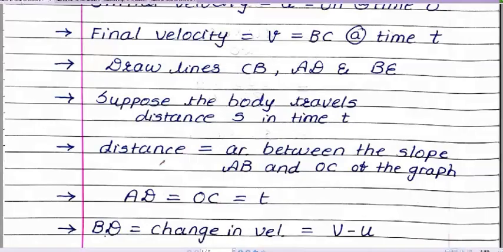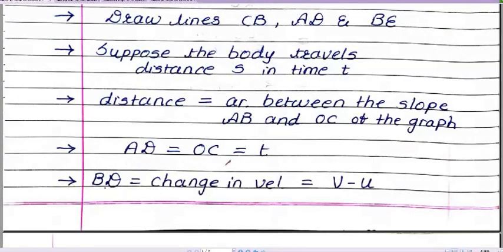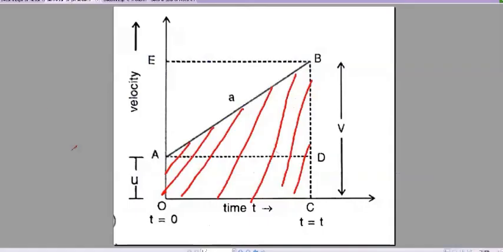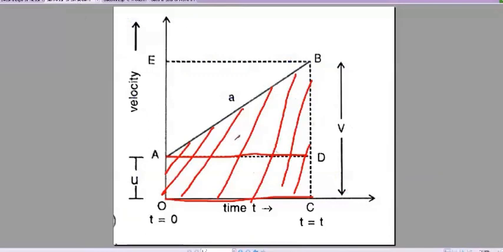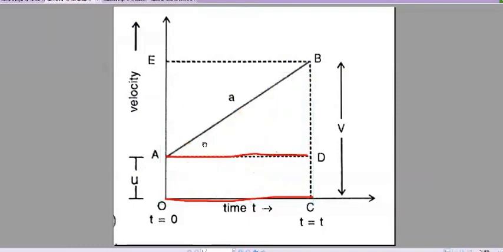Now, another thing is AD is equal to OC, that is equal to t. That we have already seen. This AD is actually equal to OC, because they are parallel lines, right? And OC is t. One more thing here we need to know is BD is actually the change in velocity. Now let's understand this again. See, this BD is the change in velocity.